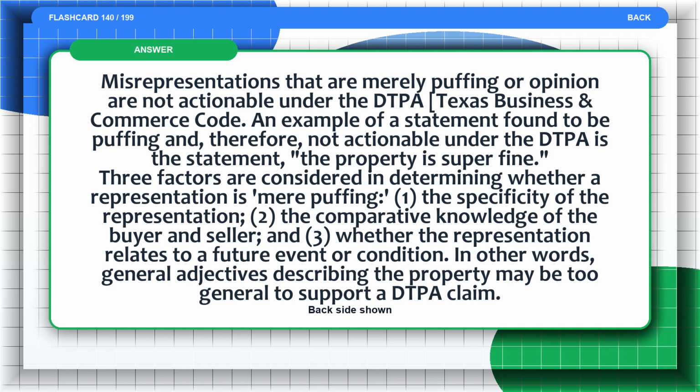The answer is, misrepresentations that are merely puffing or opinion are not actionable under the DTPA, Texas Business and Commerce Code. An example of a statement found to be puffing and, therefore, not actionable under the DTPA is the statement, "The property is superfine." Three factors are considered in determining whether a representation is mere puffing: 1. The specificity of the representation, 2. The comparative knowledge of the buyer and seller, and 3. Whether the representation relates to a future event or condition. In other words, general adjectives describing the property may be too general to support a DTPA claim.